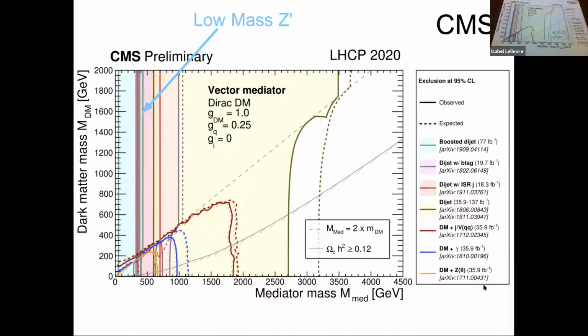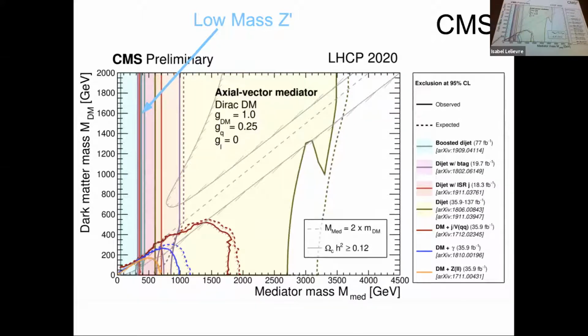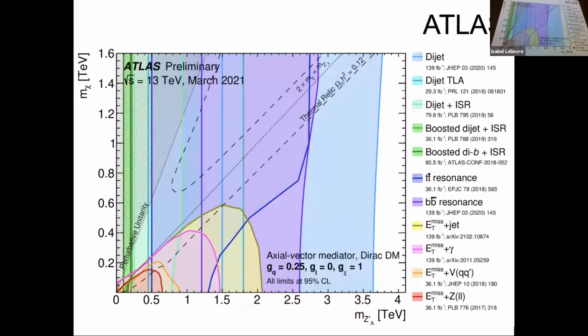And you can now start playing games with couplings and making this plot in various different ways. So here's another version of the plot. This is the axial vector mediator, and there's a little bit of a difference, just because the width formula is slightly different for the axial vector mediator. And then here are the bounds from ATLAS. I think these are the most updated bounds I have in this plot. You can see that the dijet is here, all the other jet analyses going down are up here, and here are the missing energy searches, and they're all overlaid.